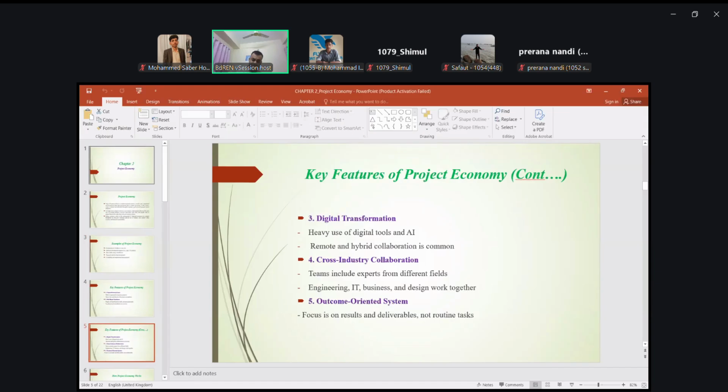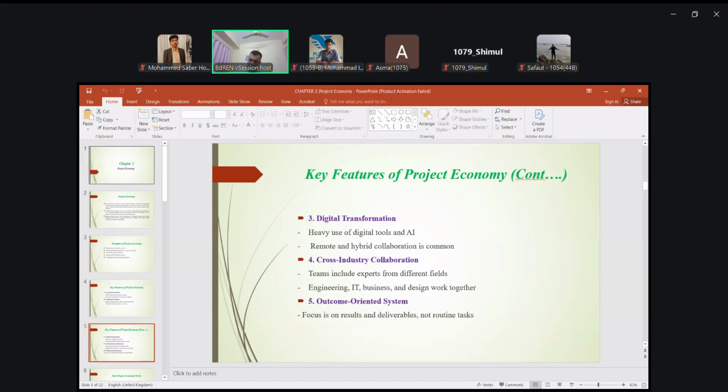Okay, so you see that when different people interact, this is called cross industry collaboration. Here engineering, IT, business and design work together. So the engineering department, IT department, business and design department also work together. And project economy is basically an outcome oriented system.